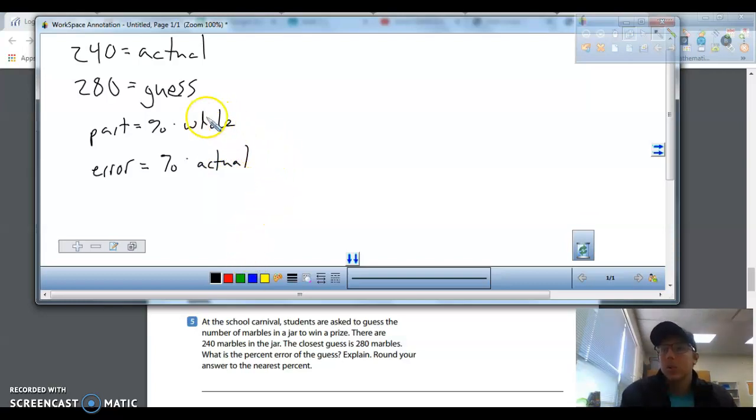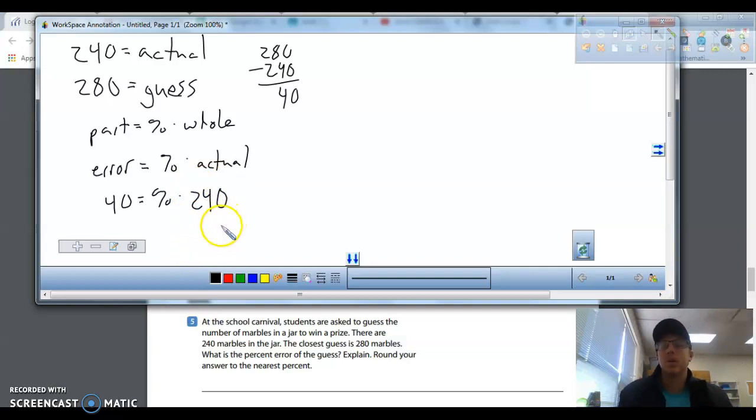So what is our actual amount here? Well, we've got 240, right? What is our error? How much were we off by? Well, we have to take that guess, 280, and take away 240, and we find that we were 40 off. Okay, so our error, we were 40 off. And that's equal to a percent of the actual amount, which is 240. Okay, so we're looking at how 40 is related to 240. And we want to look at how it's related in a percent form.